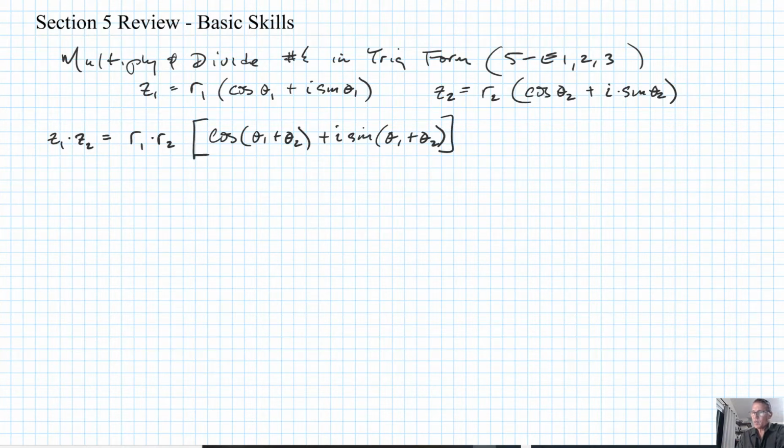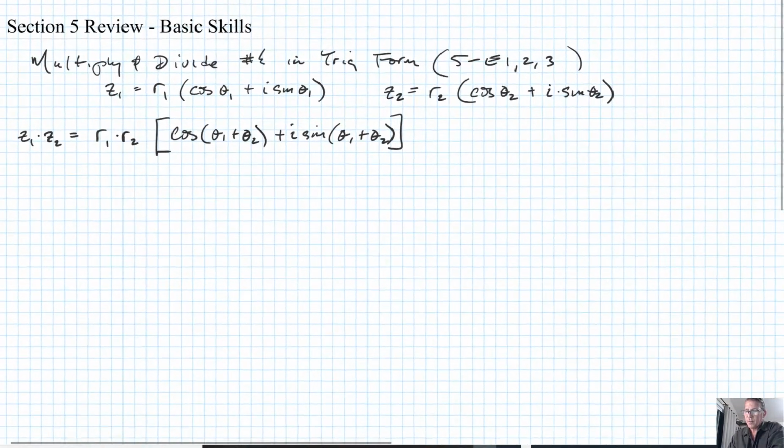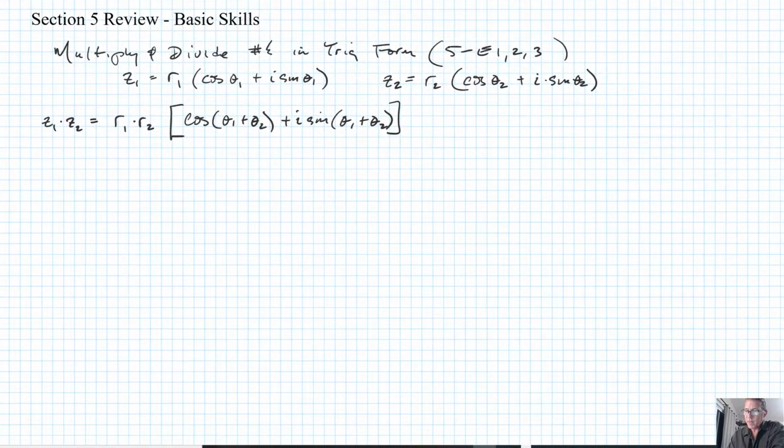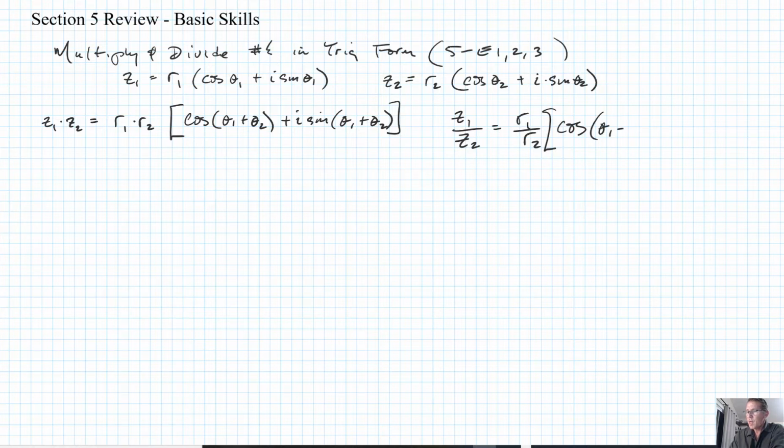If you divide them, that's different. Z1 divided by Z2: you take R1 divided by R2, so you divide the moduli, but you subtract the polar angles. So you multiply by the cosine of the difference, theta 1 minus theta 2, plus i times the sine of the difference, theta 1 minus theta 2.